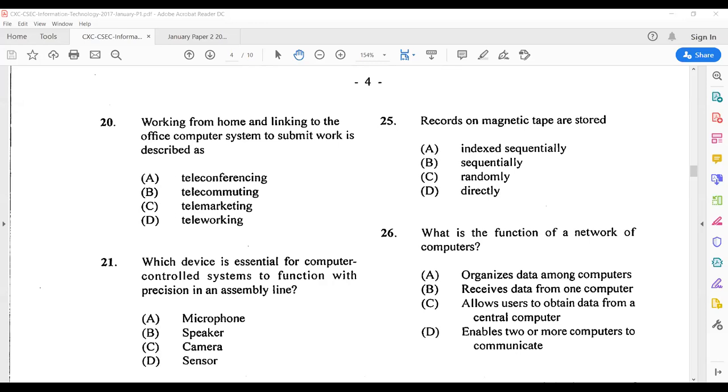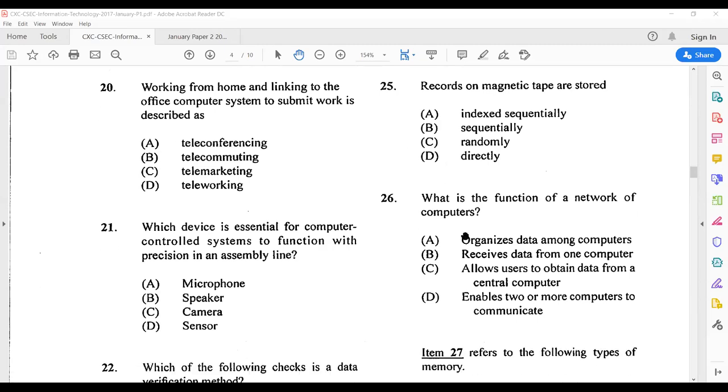What is a function of a network of computers? We have some options there. So we have organizes data among computers, receives data from one computer, allows users to obtain data from a central computer, or enables two or more computers to communicate. Right, anyone? Any answers on this one? A, B, C, or D?